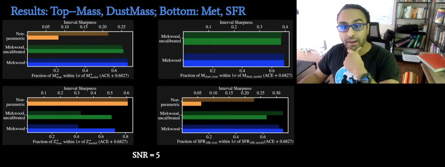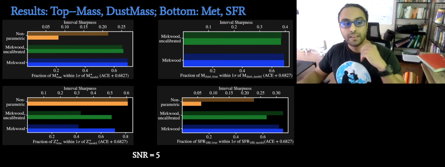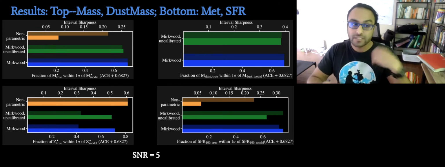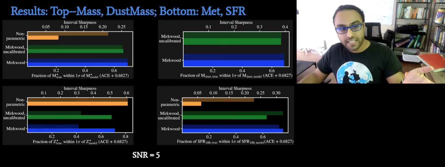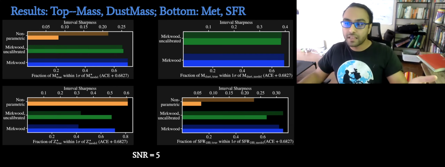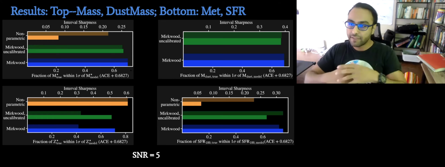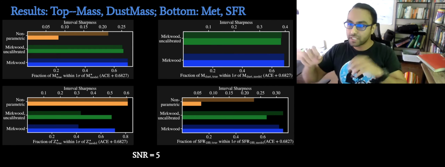Here I compare our predictions in terms of error bars. This is non-parametric. This is Mirkwood uncalibrated. This is Mirkwood calibrated. I use 2 separate metrics. One is called the fraction of the true quantity within plus minus 1 sigma of the predicted quantity. This quantity says that for a really well-calibrated model, this number should be about 0.6827, which means if you have 100 predictions, about 68 of them should have the true value within plus minus 1 sigma of predicted values.